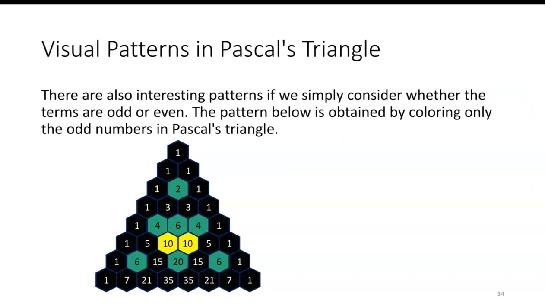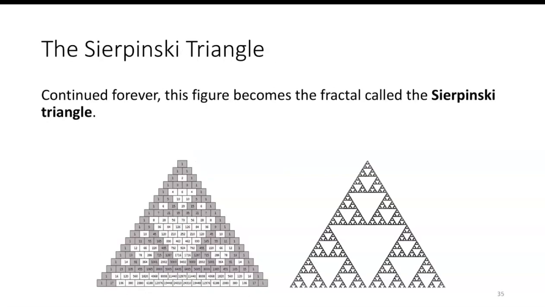There are also interesting patterns if we simply consider whether the terms are odd or even. The pattern below is obtained by coloring the odd numbers in Pascal's triangle. So I shaded all the ones that were odd and left the even ones alone. And if I continue this on forever, I get the fractal called the Sierpinski triangle.